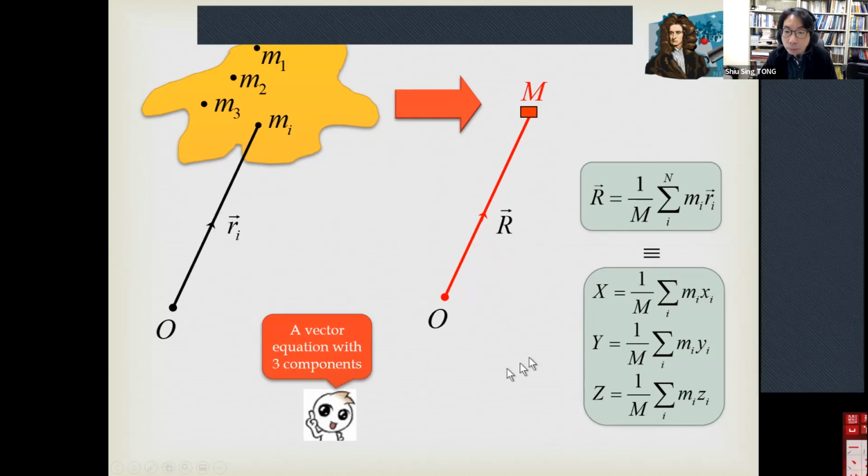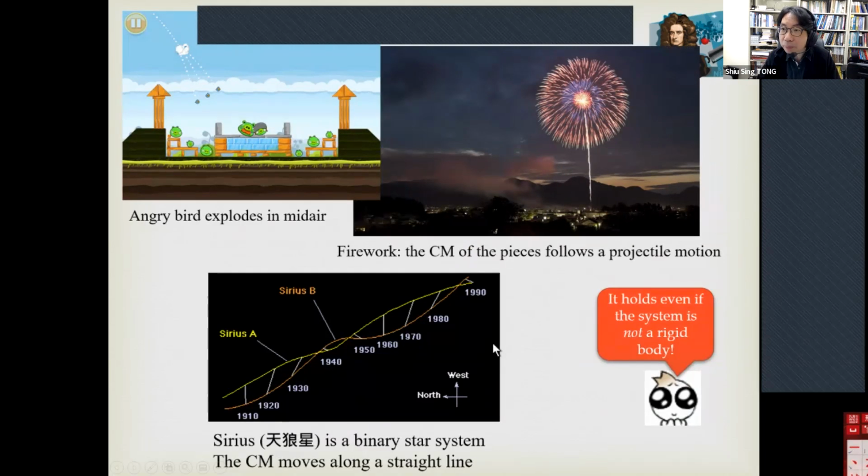And there are pretty many examples of the center of mass that you can see in daily life. For example, I don't know whether you have played this game, Angry Birds. I think it was a few years ago. Were you too small at that time to play Angry Birds? Now, that game is interesting because they use the Angry Bird to bomb the pig.